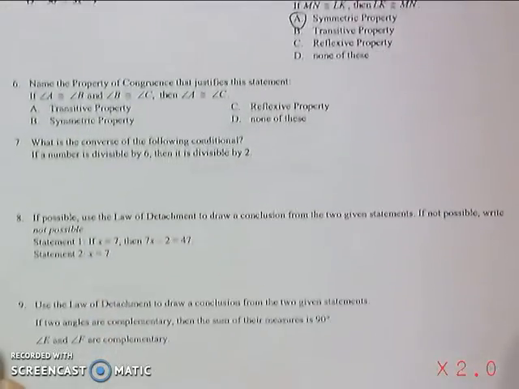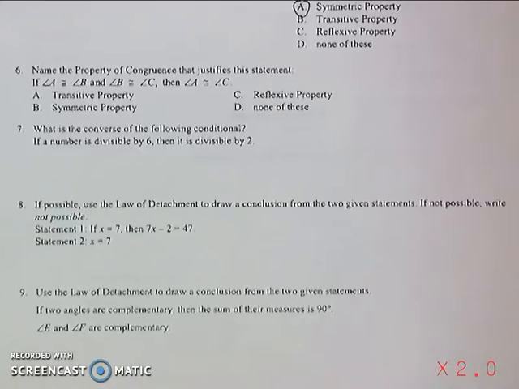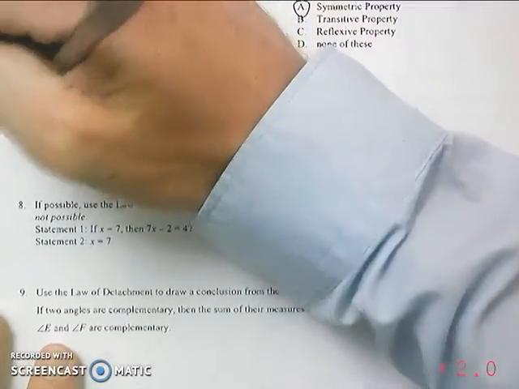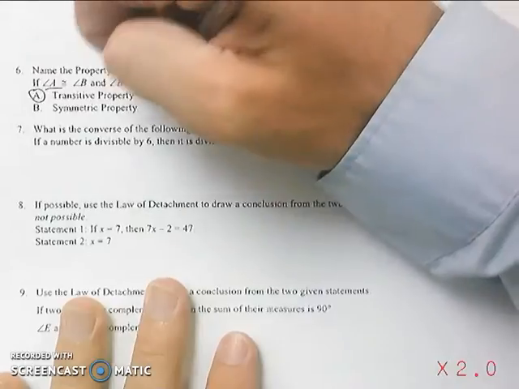Okay, moving on, we got question 6 here. It says name the property that justifies A equals B, B equals C, then A equals C. Again, a lot of transitive property here. And this is transitive property, we know because it's going from one piece to the next piece and showing the two further ones that are congruent to each other.